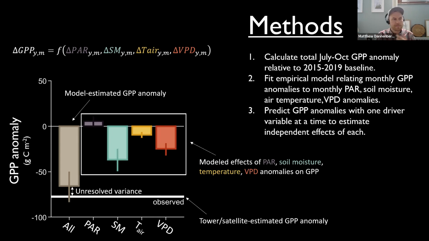and hydrological drivers. And so I'm going to show a few figures that look sort of like this one on the left, which shows what the model thinks the gross primary production anomaly should have been during July to October 2020. And then any difference between that bar and this white line indicates unresolved variance in that simple empirical model that we have. And then all of these colored bars show the components of that gross primary production anomaly that were, according to the model, attributable to PAR, soil moisture, air temperature, and VPD, going from left to right.